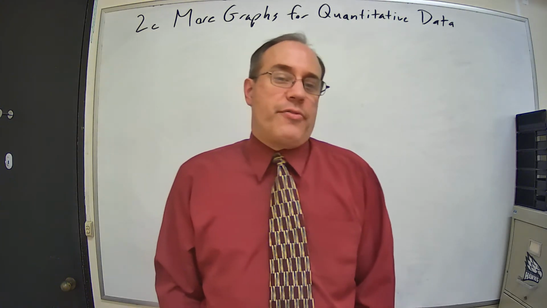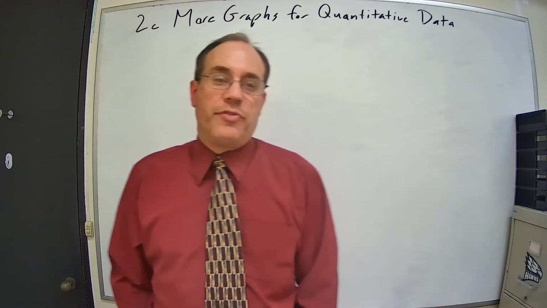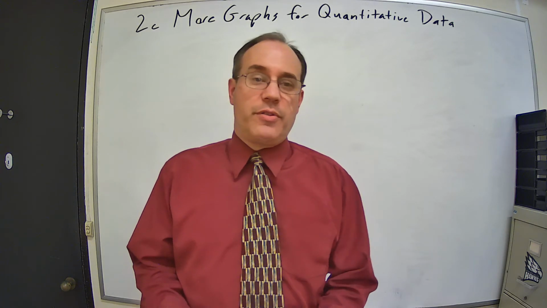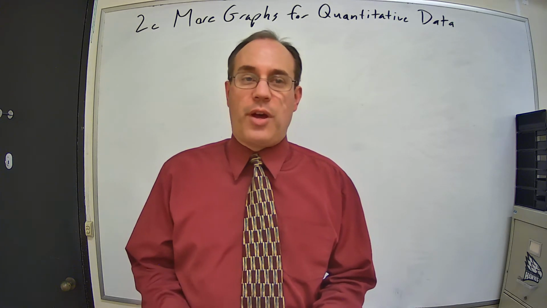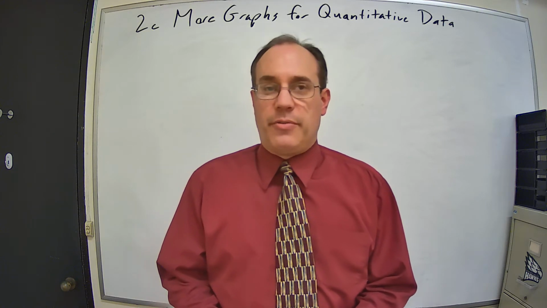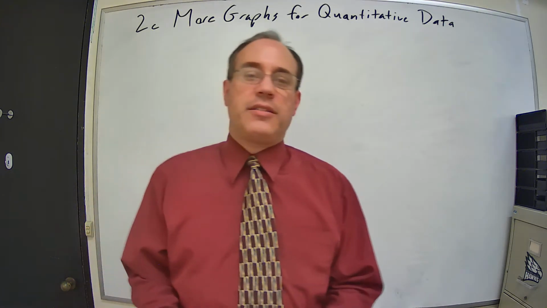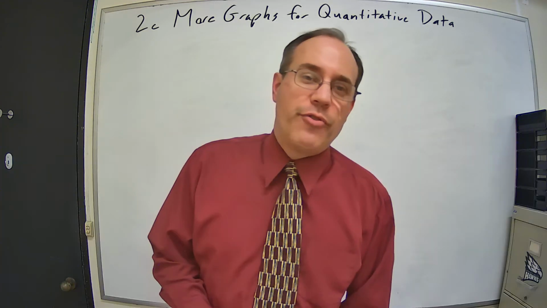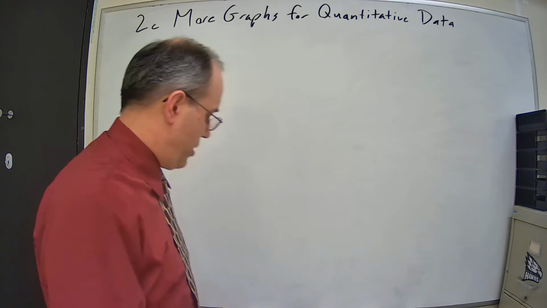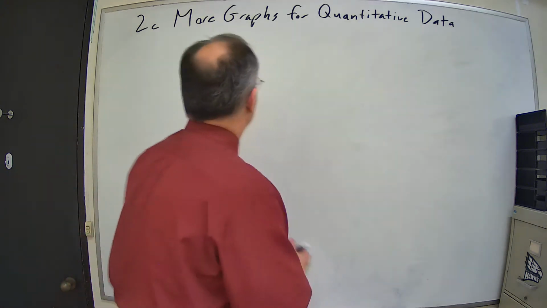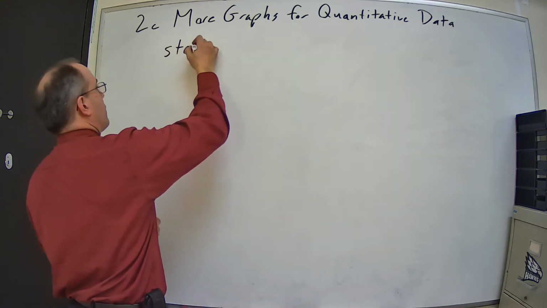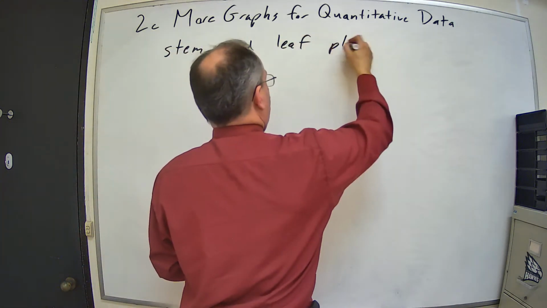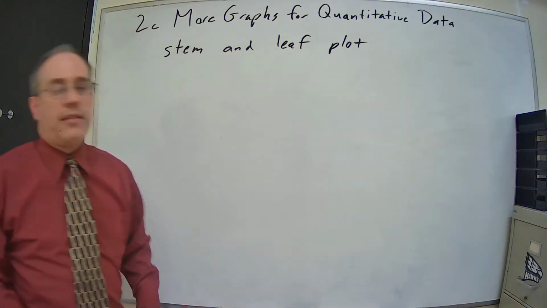2C, more graphs for quantitative data. So we've dealt with frequency histograms, relative frequency histograms, frequency polygons, cumulative frequency plots, otherwise known as ogives, right? We've dealt with those, but there are other ways that we can represent quantitative data. So we're going to go over a few more of those. The first one we're going to deal with is a stem and leaf plot.